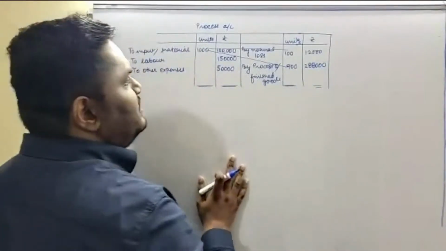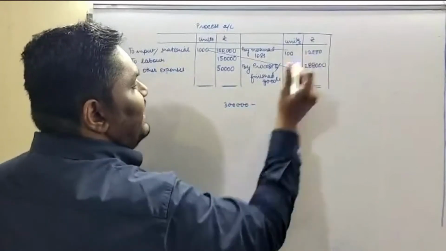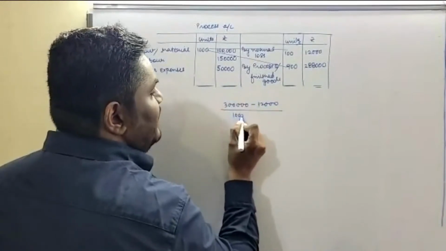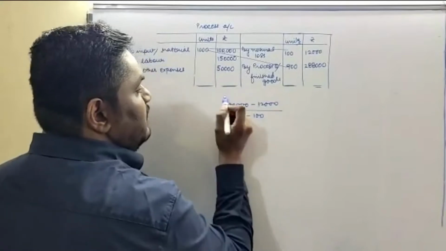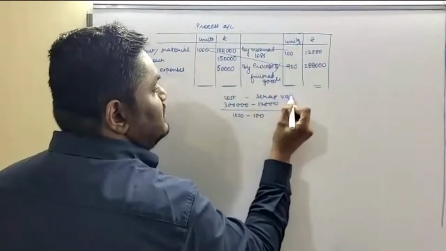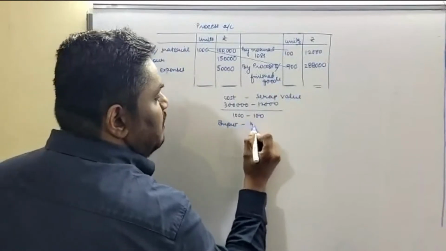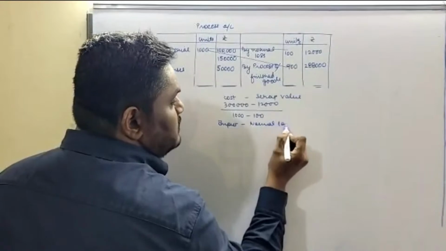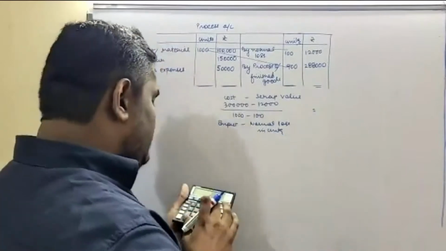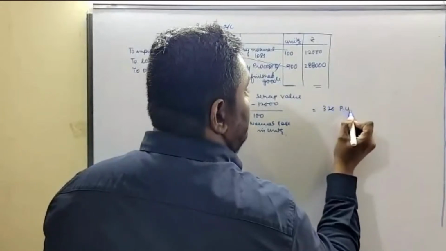When talking about the calculation of cost per unit, the total cost incurred is 3 lakh. The scrap value realized is 12,000. Whole divided by the input we have made, 1,000 units, minus the normal loss. That is, cost minus scrap value divided by input minus normal loss in units. So herein we can easily calculate the cost per unit, and this will be rupees 320 per unit.